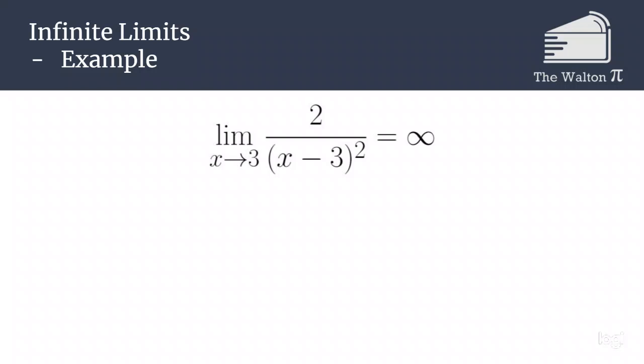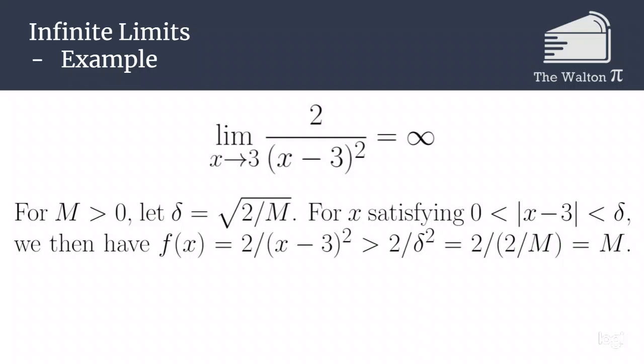So for example, let's show that the limit as x goes to 3 of 2 over (x minus 3) squared is equal to infinity. For M bigger than 0, we are going to let delta be equal to the square root of 2 over M. If you're wondering where we got this, it's going to be a very similar process to what we went through with the finite limits, except instead of starting with the absolute value of f of x minus L being less than epsilon, we're going to start with f of x is bigger than big M, and then we would be able to go from there. So we are going to let delta be the square root of 2 over M.